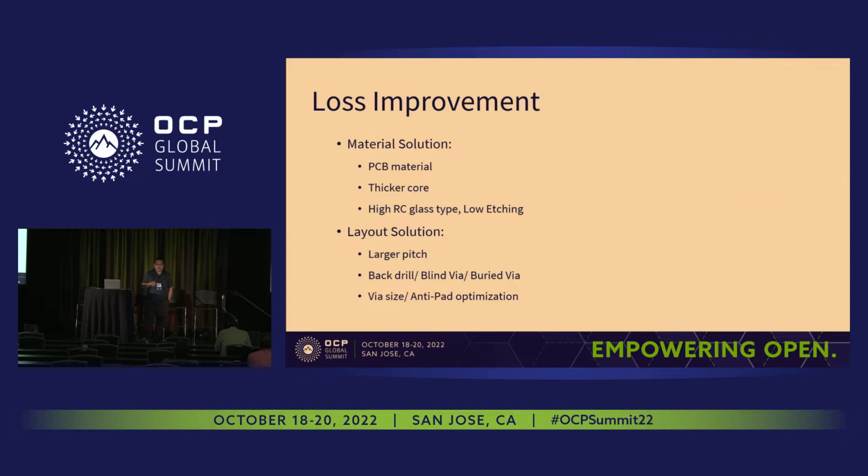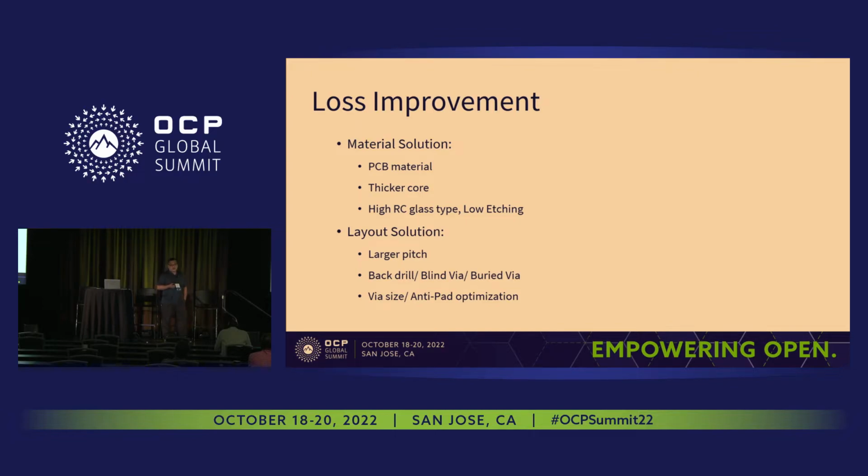And the next one, a high resin content glass type and low profile copper, can also help you improve the loss budget by about 9%. But all of these considerations increase cost. Either of these can improve the loss performance, but you will also have a cost increase. So it's a trade-off to think about: how you want to meet your loss budget versus how you want to manage your PCB cost.